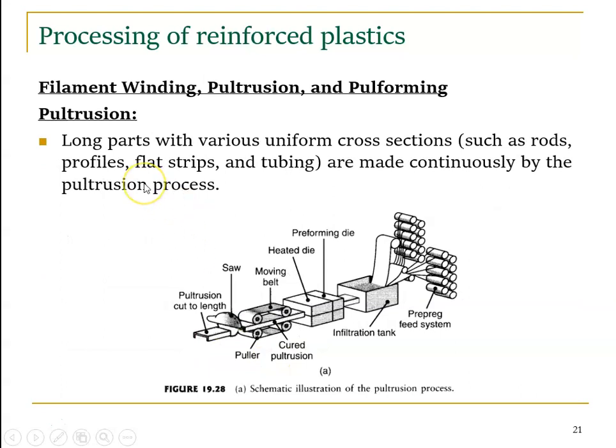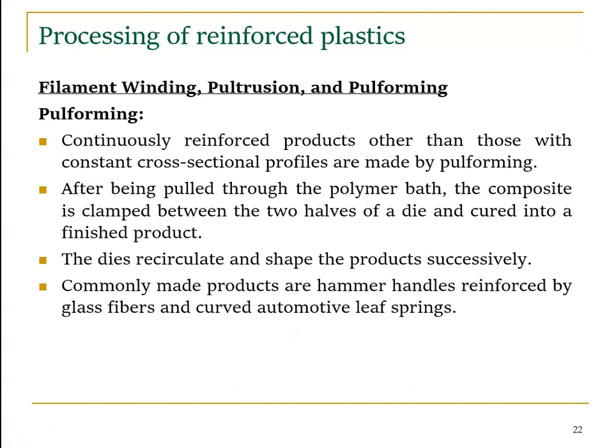The next process is pultrusion. This is similar to extrusion, the only difference is that we insert the input material into an infiltration tank, then it pulls the input material and passes it on to the die and belt, and we have a cut saw, so according to our length we can cut. So long parts with various uniform cross sections such as rods, profiles, flat strips and tubing are made continuously by the pultrusion process. The next process is pull forming.